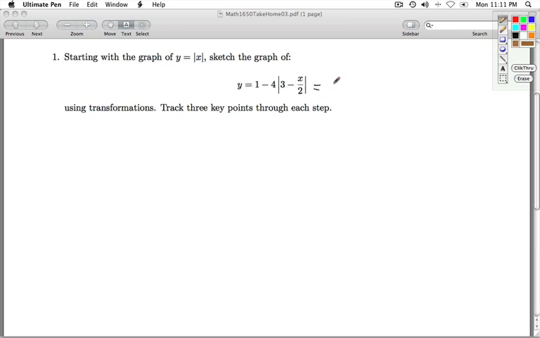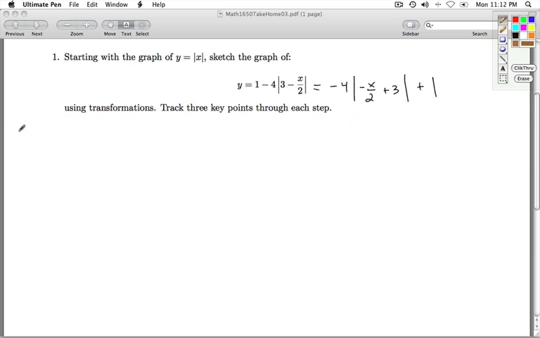If you look at the rules of thumb, to get a better sense of what's going on here, we're going to rewrite the absolute value part first. And then within the function, we're going to write the x part first. So we're going to rewrite this as negative 4 times the absolute value of negative x divided by 2 plus 3, and the absolute value plus 1. This will help make better sense of the transformations and how we do it.